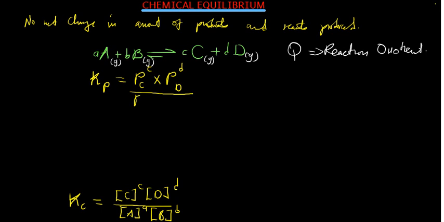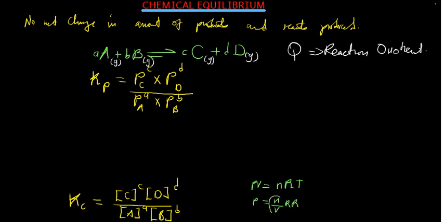So the pressure of A raised to the power A, that's the coefficient, times the pressure of B raised to the power B. Now, from the gas law, the gas law tells us that pressure times volume is equal to number of moles times universal gas constant times temperature in Kelvin. And so if we divide everything by the volume, we are going to have pressure being equal to number of moles over volume and then RT.